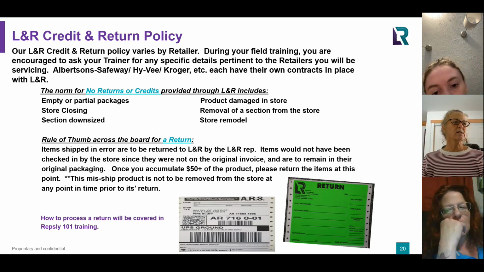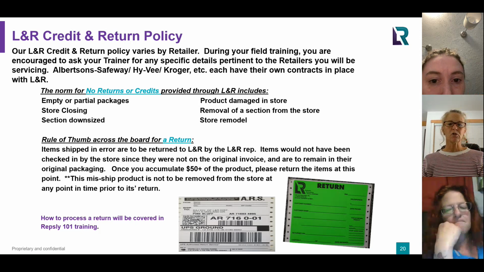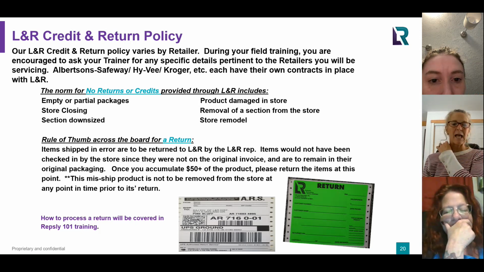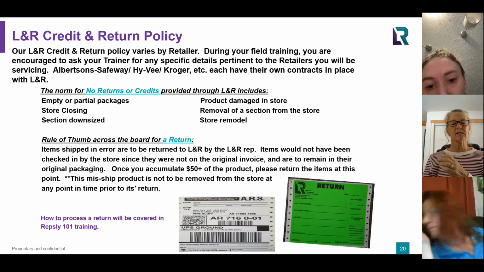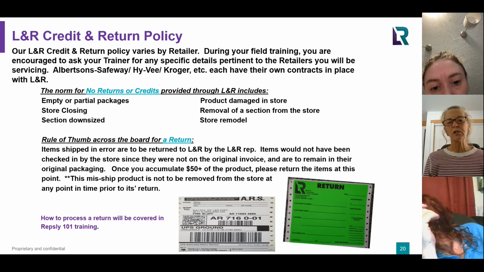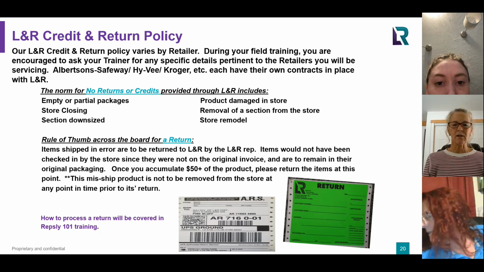The rule of thumb across the board for a return: that's that green label I showed you in the very beginning, along with the black and white label, and then the return authorization sheet. All right, you would need those to process a return. And if we're going to return something, that would be standard practice.